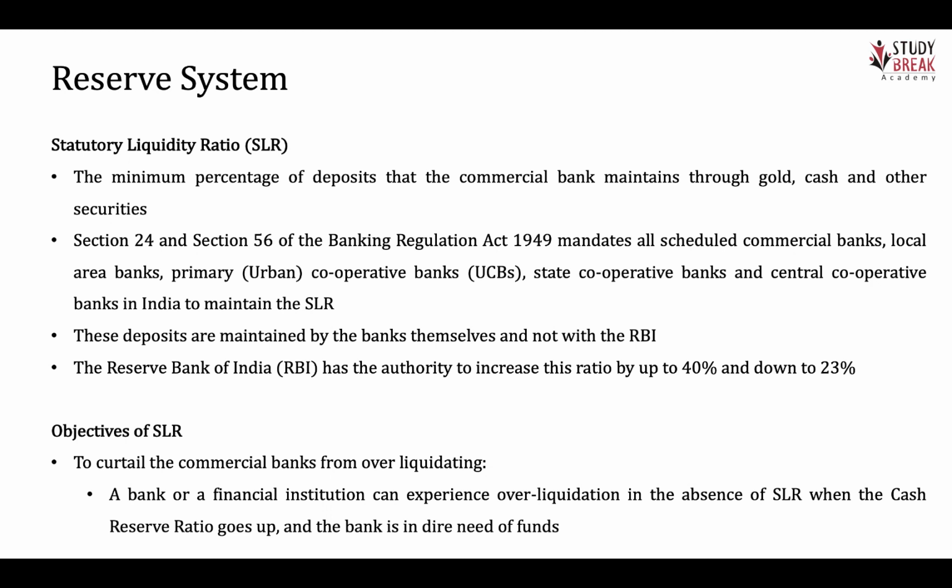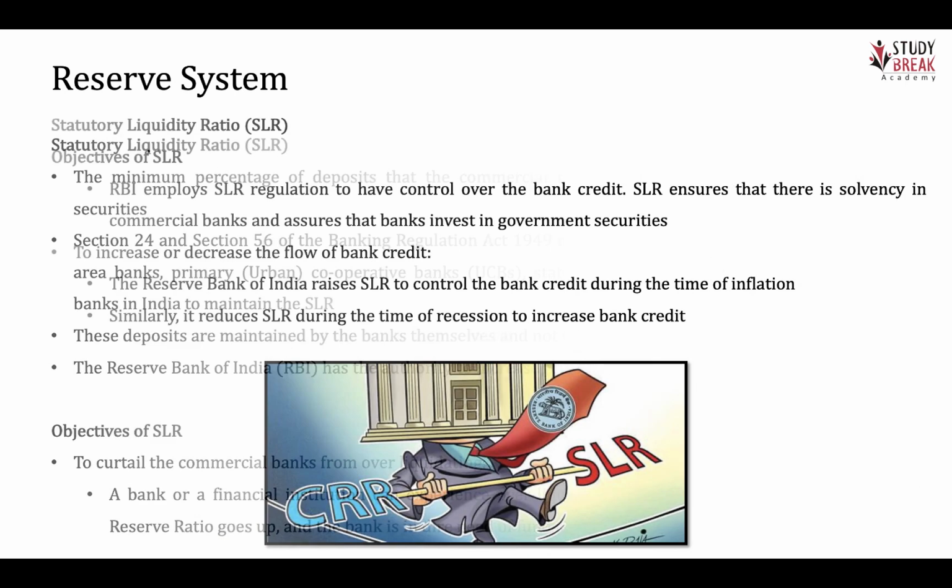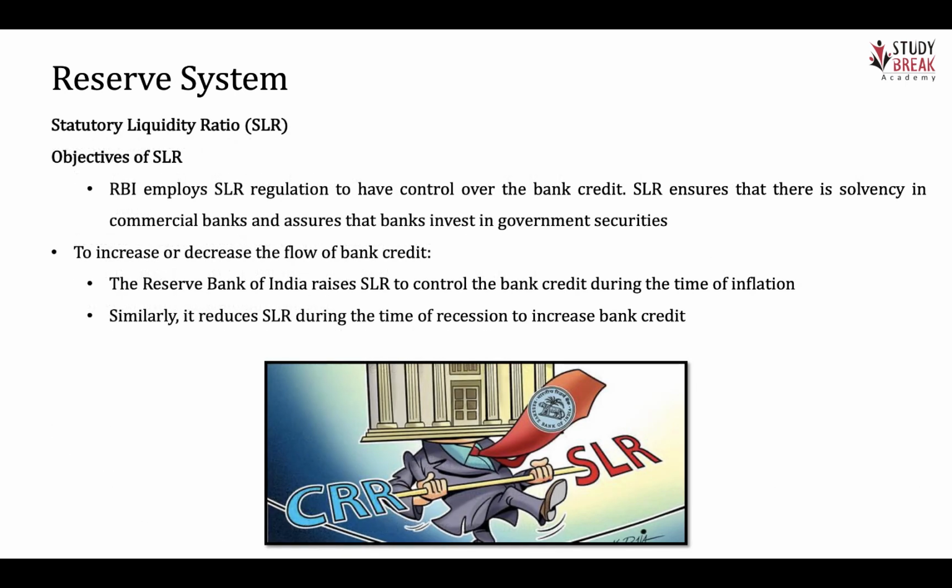A bank or a financial institution can experience over liquidation in the absence of SLR, when the cash reserve ratio goes up and the banks are in dire need of money. Now, the second thing is RBI employs SLR regulation to have control over the bank credit, like how much credit will be given, how much can it keep as, say, liquid assets, how much can it keep as cash, and how much should it invest in long-term assets.